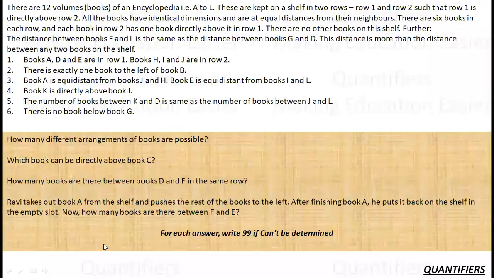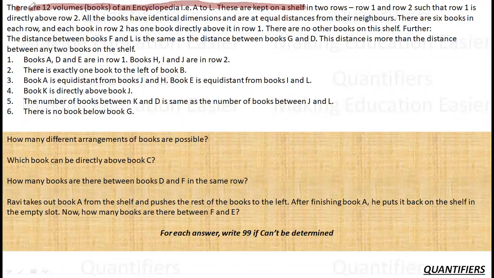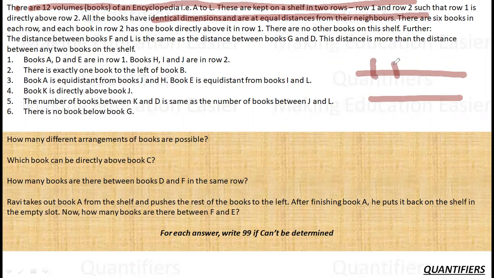Let's see what the set says. There are 12 book volumes of an encyclopedia, A to L. They are kept in two rows, 1 and 2. So these are the two rows in which the books are kept. All the books have identical dimensions. They are at equal distances from their neighbors. There are 6 books in each row. There are no other books on the shelf.